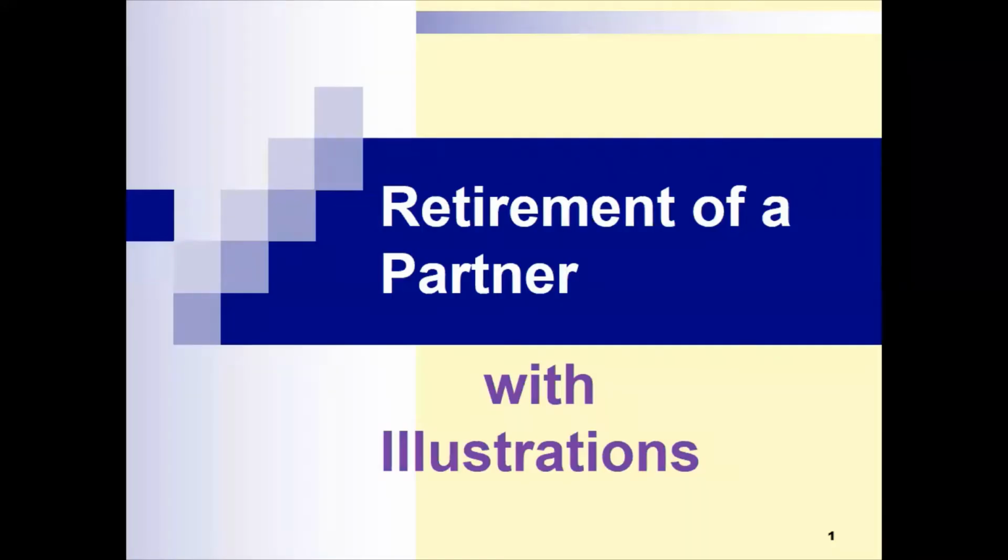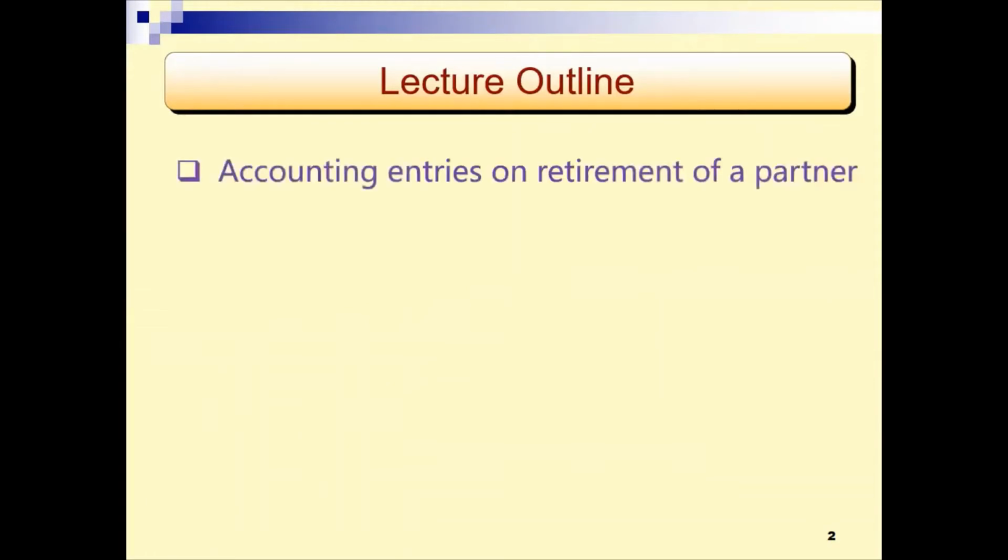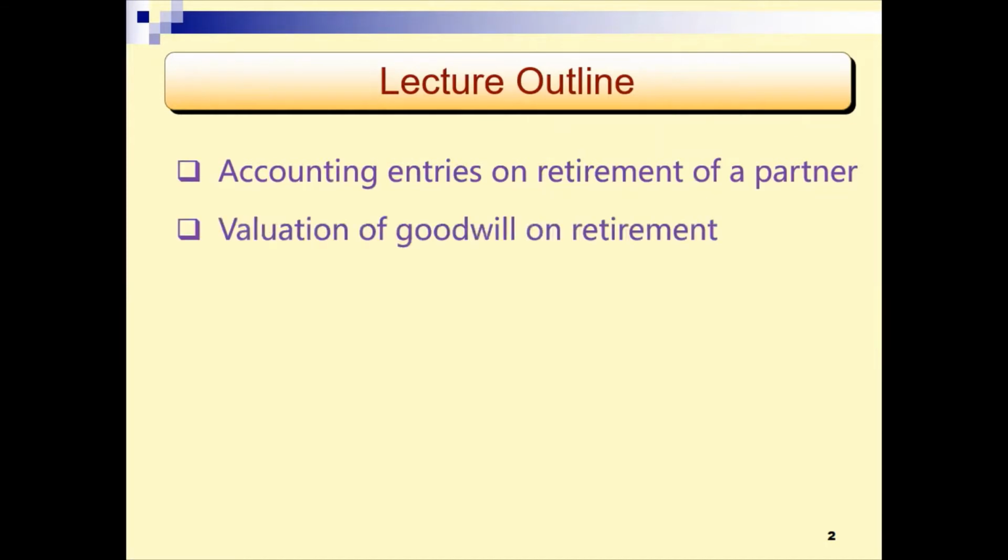This lesson is about retirement of a partner from a partnership business. At the end of the lesson, I will illustrate the content of the lesson using a fully worked example. The outline of the lesson will therefore be accounting entries on retirement of a partner, valuation of goodwill on retirement of a partner, and finally, worked example.